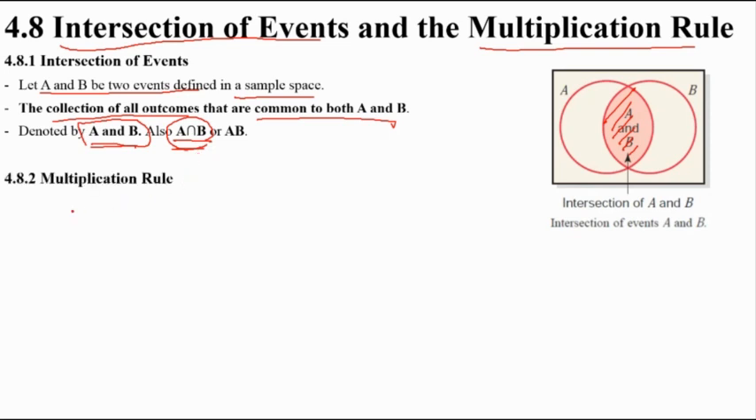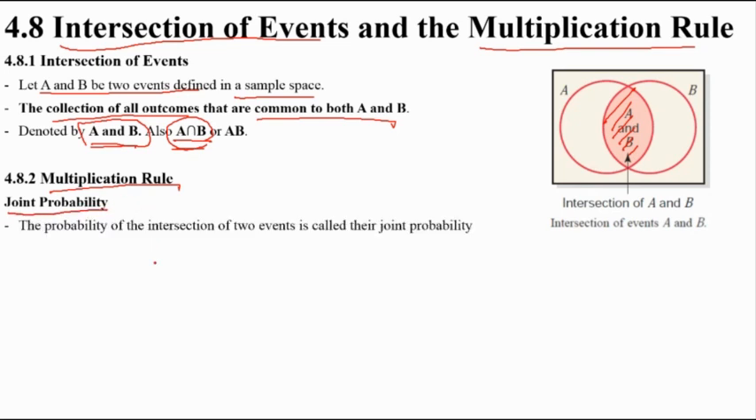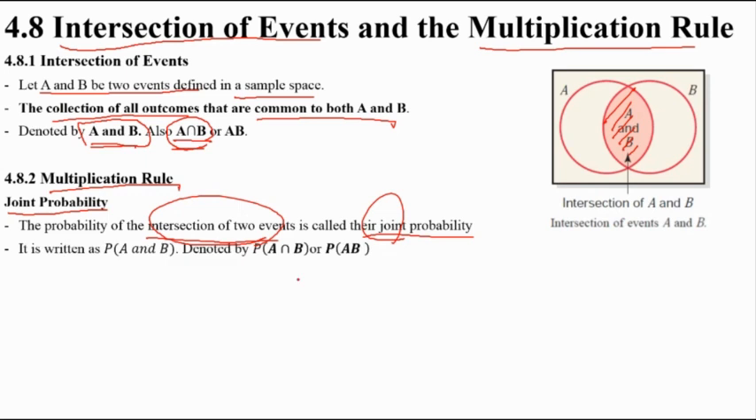Okay. How about the multiplication rule? First of all, joint probability. The probability of the intersection of two events is called joint probability. So not only one, the intersection of two events is called joint probability. P(A and B) is denoted this way, and this is more commonly used.